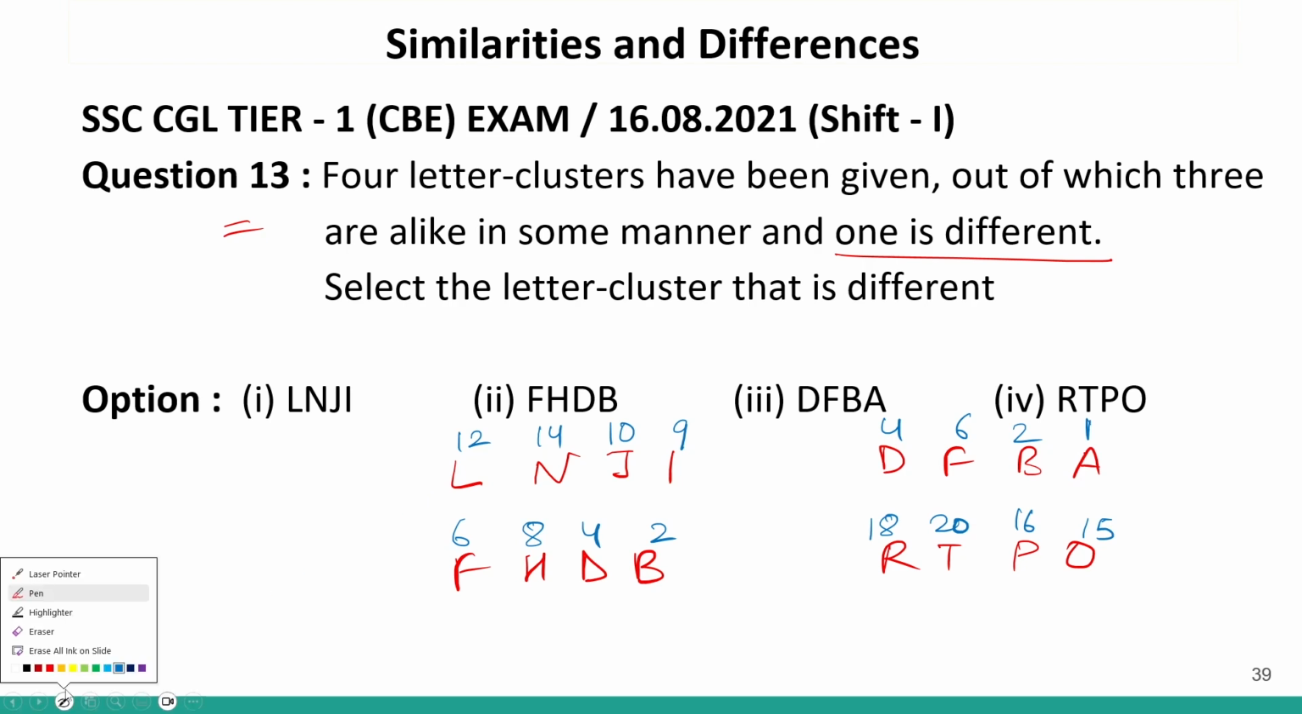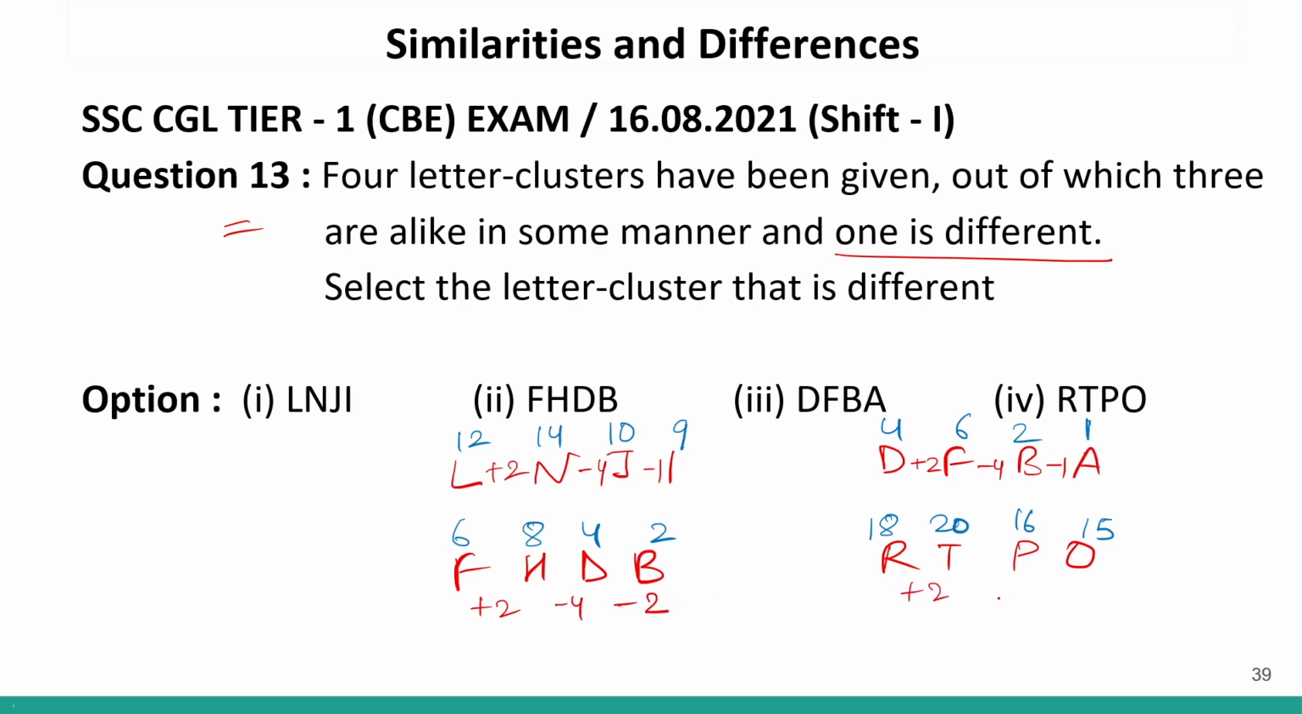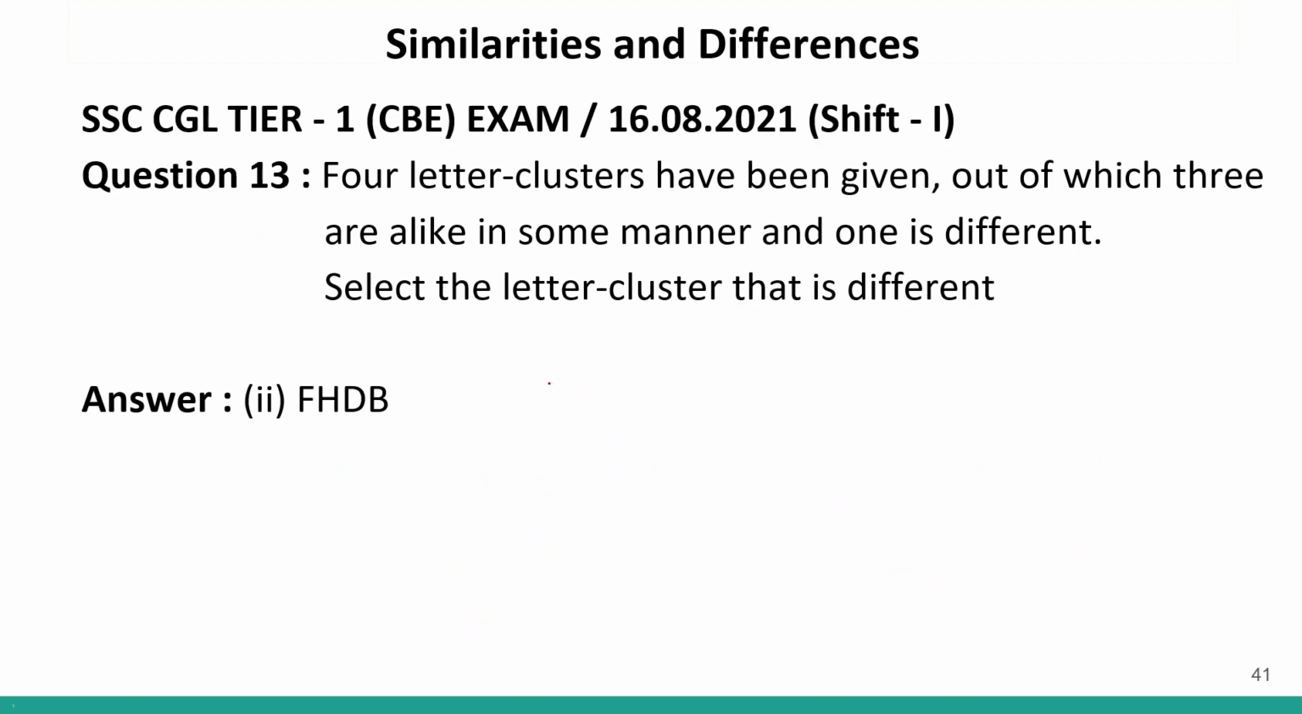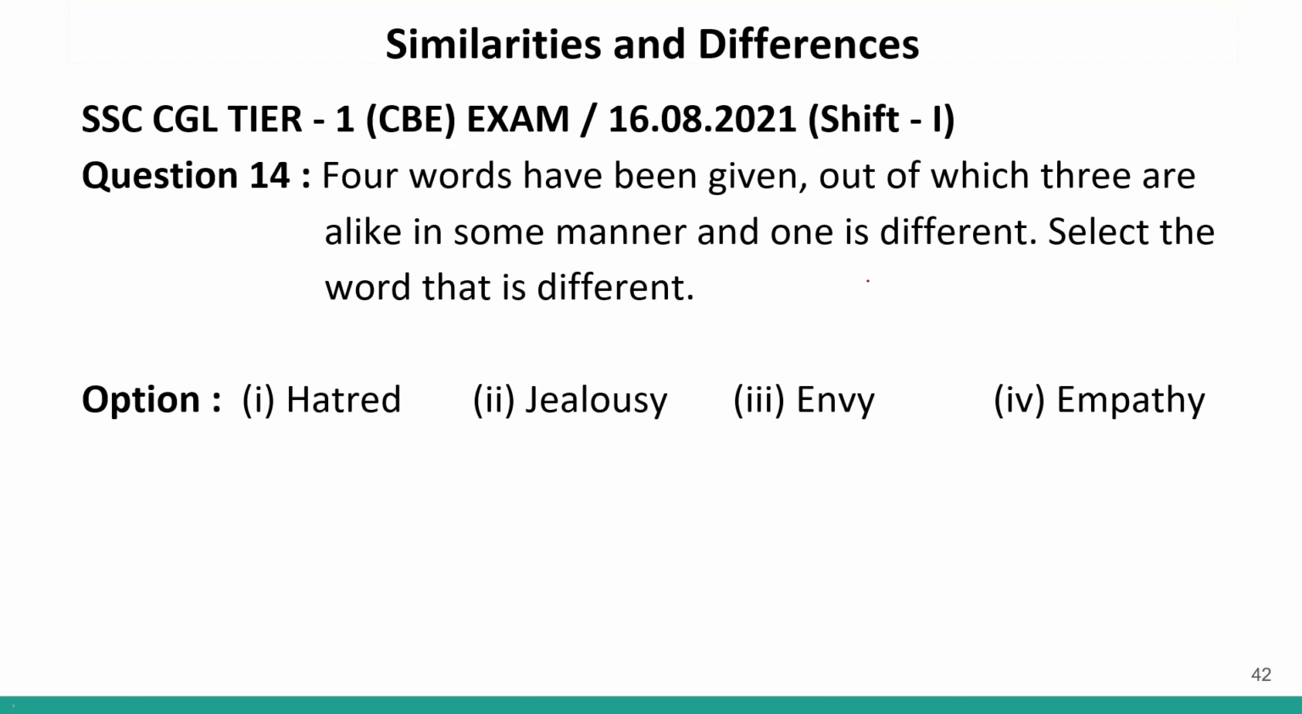So here if I see the logic, this is plus 2, this is minus 4 and this is minus 1. Similarly, plus 2, minus 4 and minus 1. Here plus 2, minus 4 and minus 2. Here we have plus 2, minus 4, minus 1. So these three words follow the same logic, that is plus 2, minus 4 and then minus 1. Only this word follows a different logic. So FHDB. Only this is the one that follows a different logic. Hence our answer will be option number 2, FHDB.